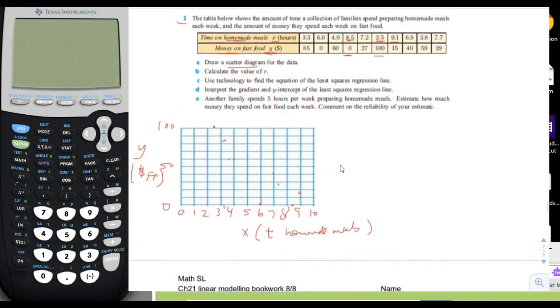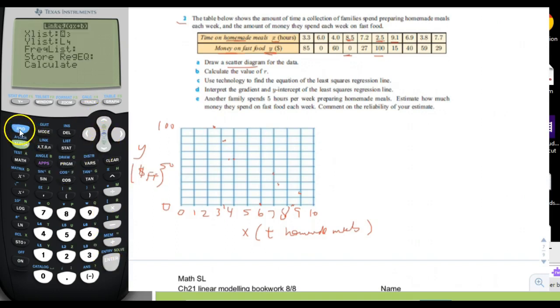Calculate the value of r. Okay, to calculate the value of r, we're going to put all this data into the calculator. I'm going to use, let's see, L5 and L6. So the way we're going to do this is we're going to put 3.3, comma, 6, comma, 4 into the first column, and so on. I'm going to pause so you don't have to watch me do all this. Okay, so I just put in my X data into L5 and my Y data into L6, and now I'm going to do the stat calc to find out what the R value is.